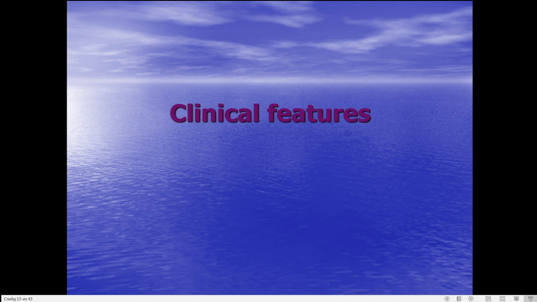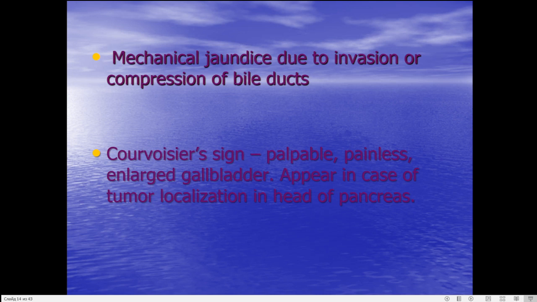Clinical features. The clinical features in a patient with pancreatic cancer depend on the localization of the tumor, on which part of the pancreas is affected, and whether ducts are involved, extra ducts.